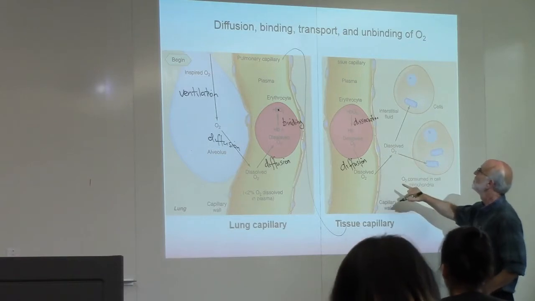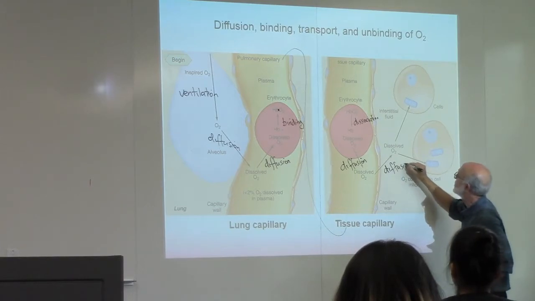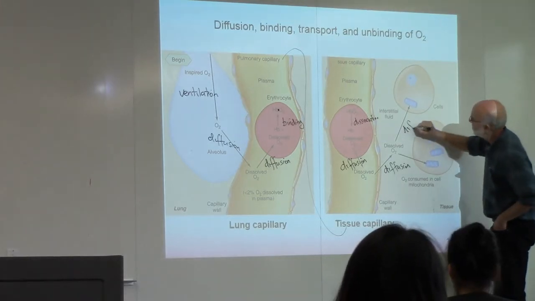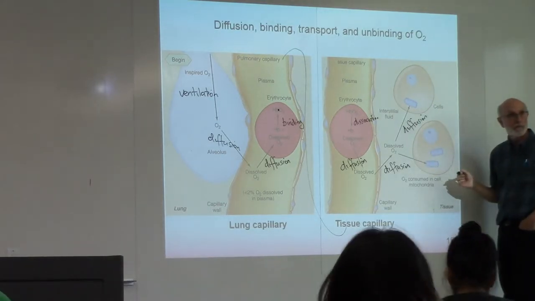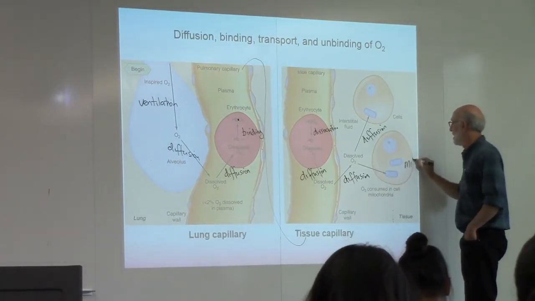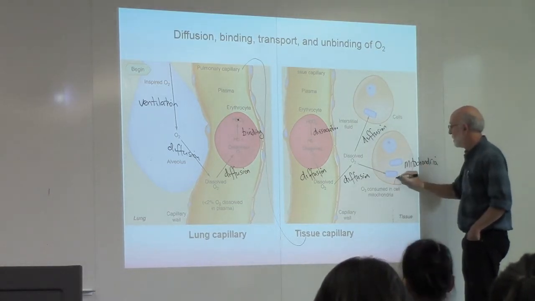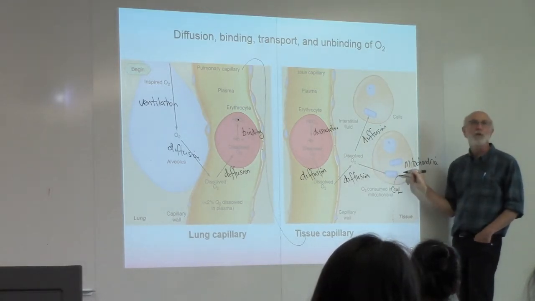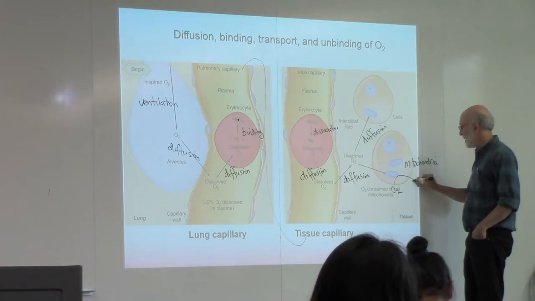What's the name for this arrow? Diffusion. More diffusion. Lots more diffusion. What are these things? Mitochondria. What does the mitochondria do with the oxygen that has diffused to them? What comes out of this arrow?